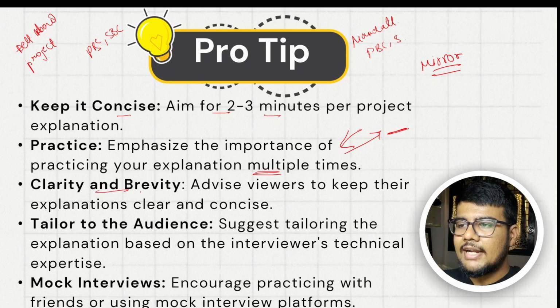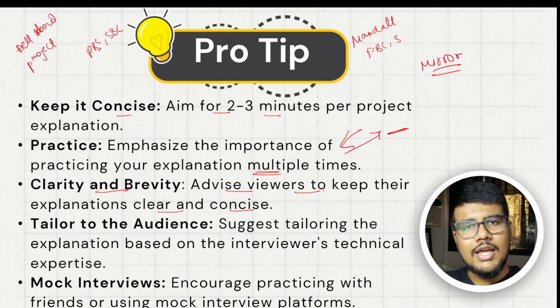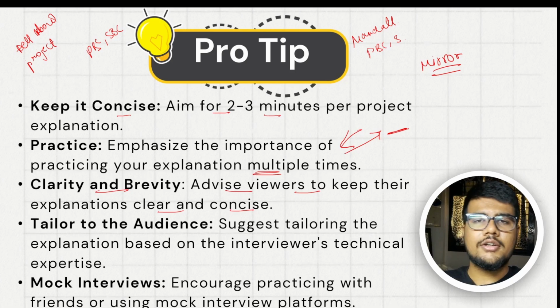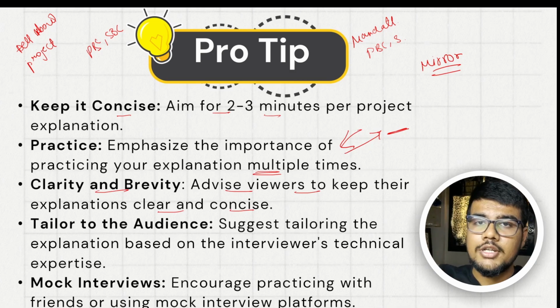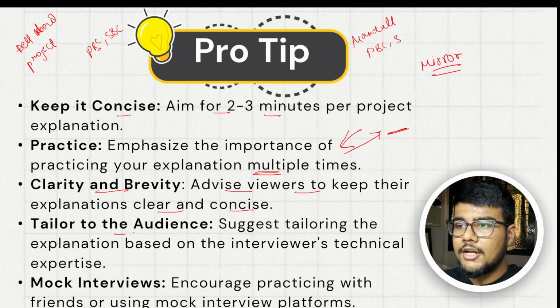Now, clarity and brevity. I advise you viewers to keep their explanation clear and concise, because if someone else is talking out of context, or about a context you are not interested in, then definitely you will not listen and it will create a red flag. So please be clear and concise. Try to speak slowly so that your information will fit into the interviewer's mind and your emotion will reach the interviewer's emotions.